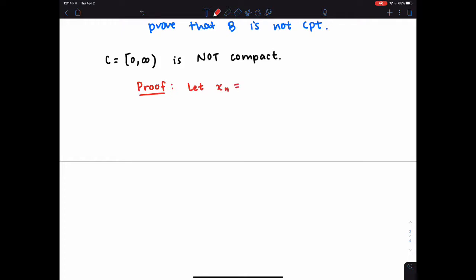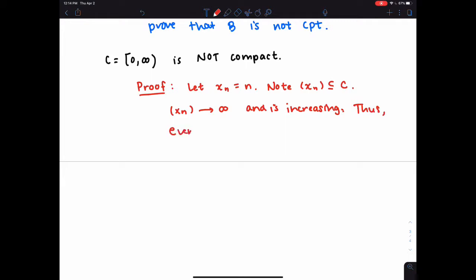So looking at this, a classic example of an increasing sequence would be x_n = n. Note here that this choice of x_n is actually a subset of C. And then we have x_n diverges to infinity and is increasing. Thus, every x_{n_k} is also increasing and diverges to infinity. Therefore, C is not compact.